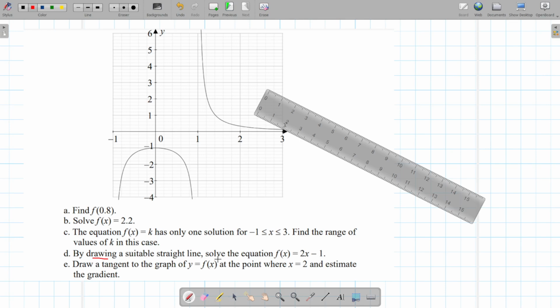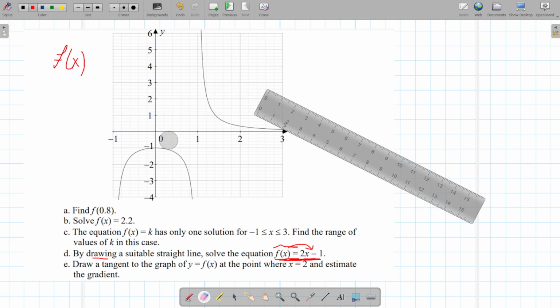Part D: by drawing a suitable straight line, solve the equation f of x equals x minus 1. Okay, f of x is this graph here, these two lines. When they say f of x equals x minus 1, solving this graphically means drawing x minus 1, which we will now, and seeing where the two graphs are equal. When we say the two graphs are equal, it means where do they intersect. For example, let's say this is 2x minus 1, a line, and I told you f of x equals this line. That means where do they intersect. In this case, the solution is at this point, because that's where they intersect.